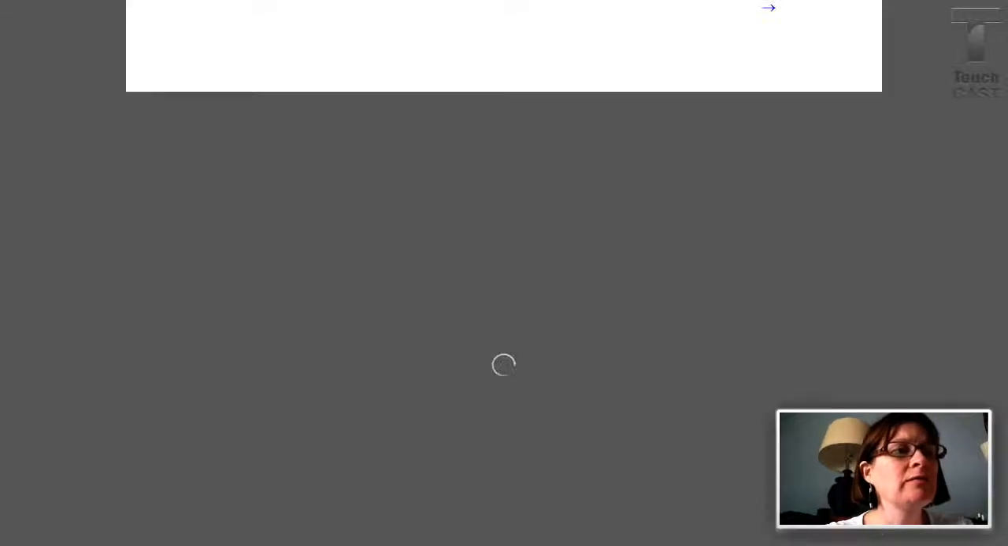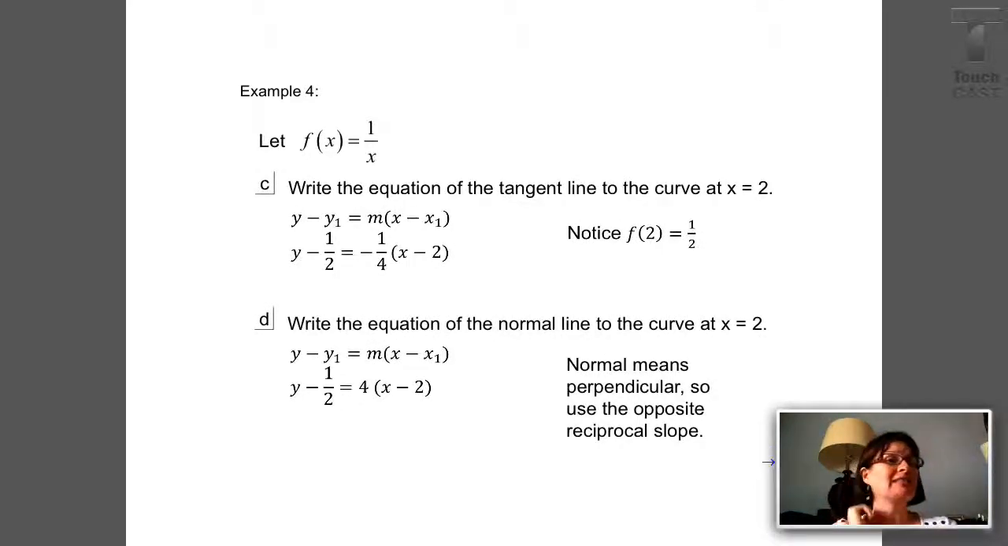Try these last two. If I want to write the equation of the tangent line, again I need the y value, plug 2 in for x. 1 over 2 makes a half, so my y value is 1/2. Y minus 1/2 equals negative 1/4 times x minus 2. Notice to get the equation for the normal line, the only change I make is I need to use the opposite reciprocal of my slope. The opposite reciprocal of negative 1/4 is 4.